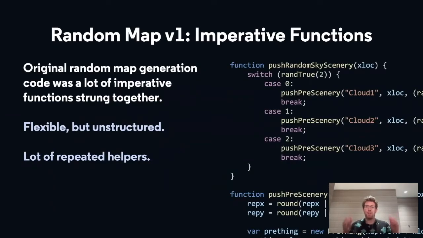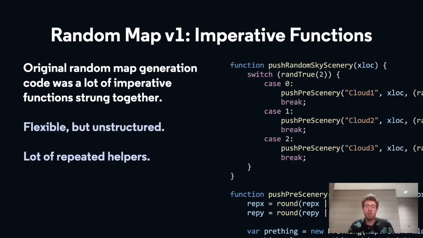To start, let's talk about random map generation. The original full-screen Mario random map generator code was a whole bunch of imperative functions strung together. They took in a little bit of input and then pushed to some arrays somewhere. This allowed them to be really flexible, really easy to tinker with, but kind of unstructured, and really easy to mess up also. I ended up accidentally writing a whole lot of helpers that were pretty much duplicate code that I should have cleaned up.